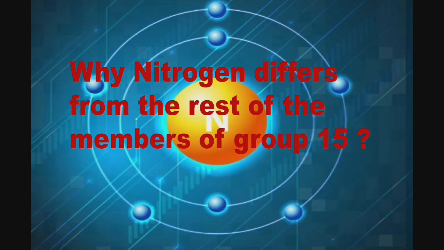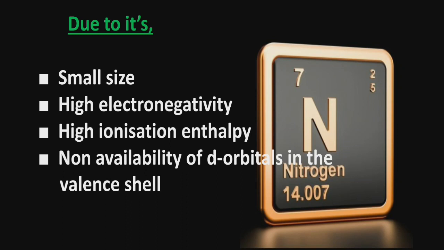Now, why does nitrogen differ from the rest of the members of the group? Here is the answer: due to its small size, high electronegativity, high ionization enthalpy, and non-availability of d orbitals in the valence shell.